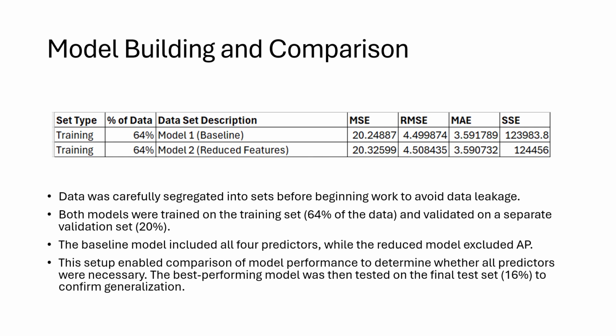Data was carefully segregated into sets before beginning work to avoid data leakage. Both models were trained on the training set, about 64% of the data, and validated on a separate validation set, about 20% of the data. The baseline model included all 4 predictors, while the reduced model excluded AP. This enabled a comparison of model performance to determine whether all predictors were necessary. The best performing model was then tested on the final test set, 16%, to confirm generalization.